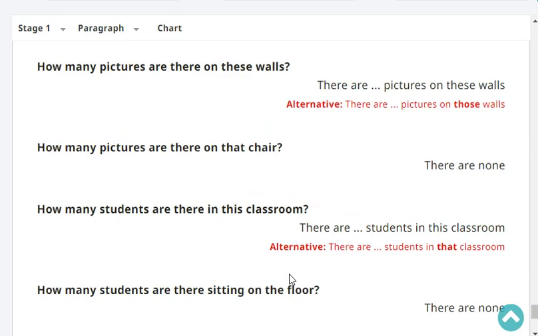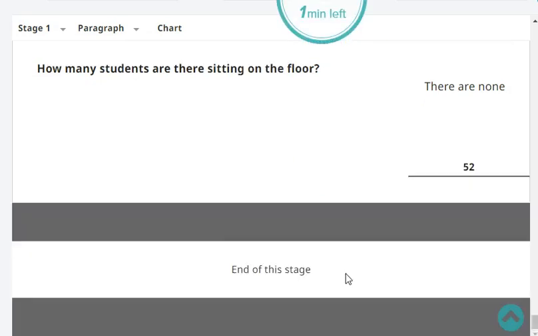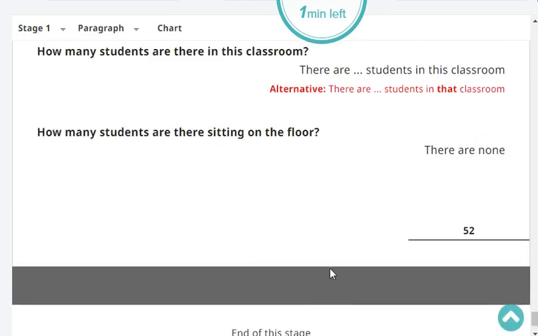There are none. How many students are there in this classroom? There are two students in this classroom. How many students are there sitting on the floor? There are none. Very good. Okay, so that's the end of stage one.